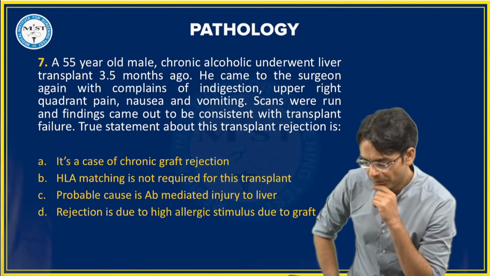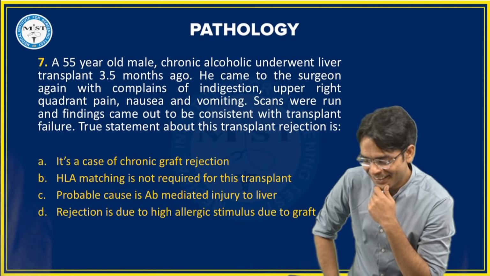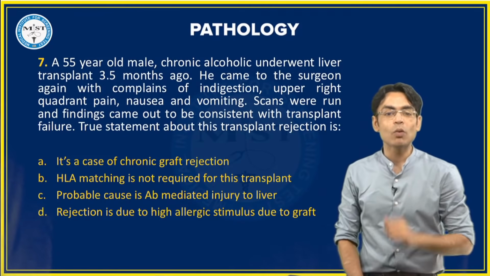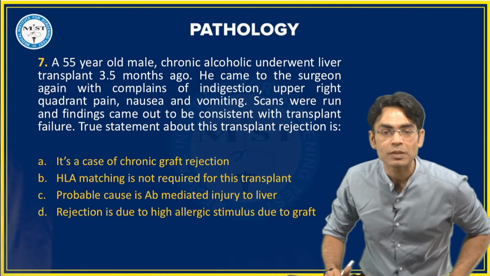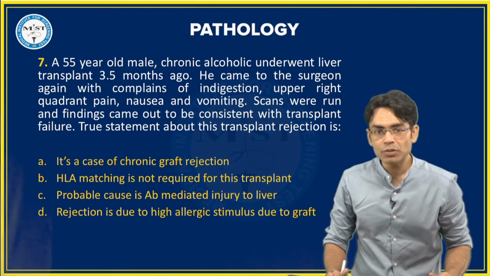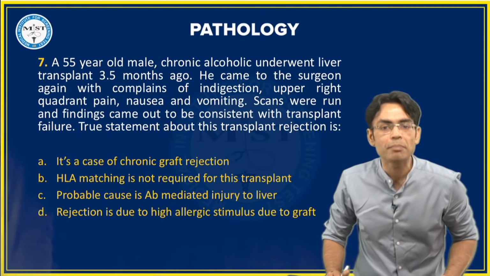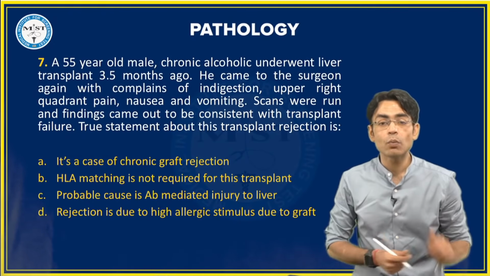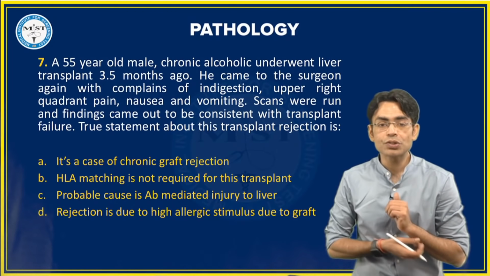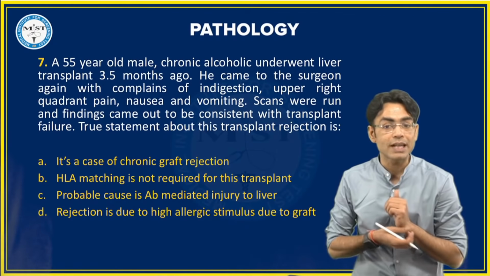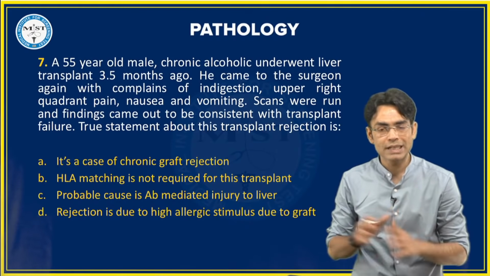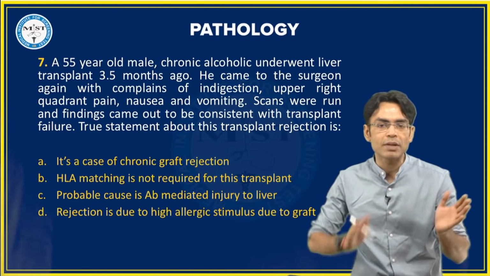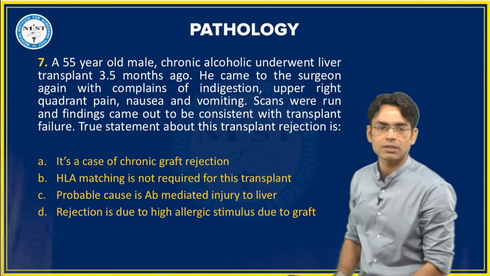Seventh, yes, foreign body, yeah, absolutely. So let's talk about this question. A 55-year-old male, chronic alcoholic, underwent liver transplant 3.5 months ago. He came to the surgeon again with complaints of indigestion, upper right quadrant pain, nausea and vomiting. Scans were run and finding came out to be consistent with transplant failure. The true statement about this transplant rejection is, so you want to find out the true statement. This is a transplant rejection. So how many kinds of graft rejection we have? 3 kinds of graft rejection, the hyperacute, acute and chronic.